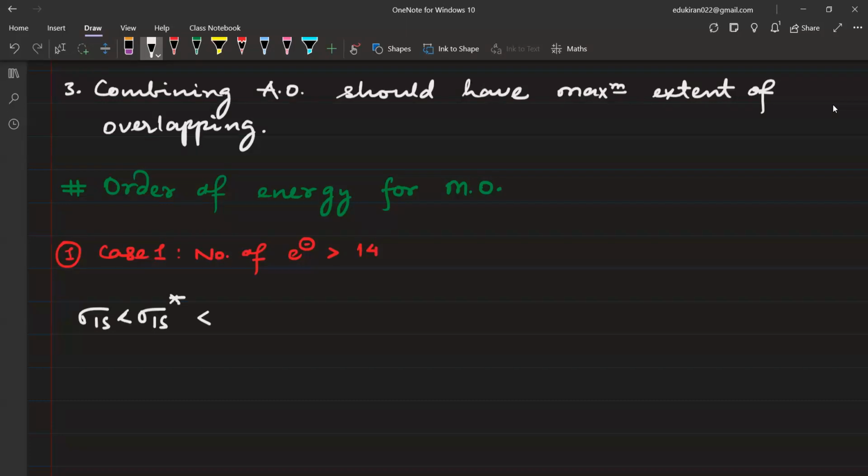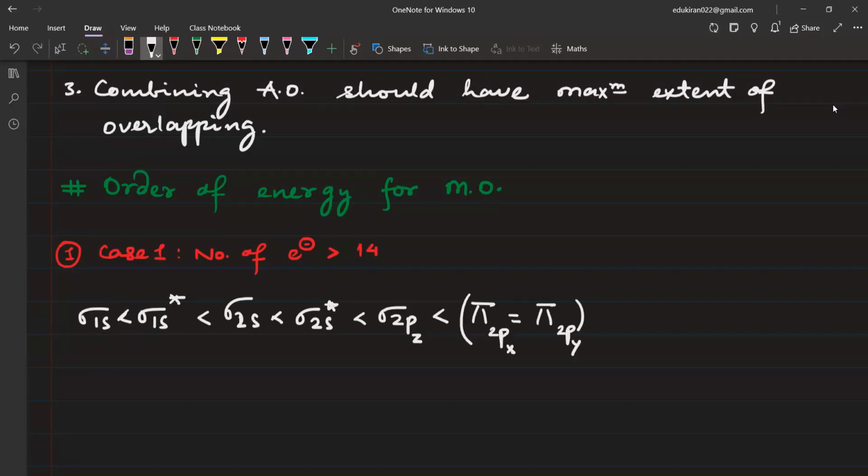After that, we have 2s. So 2s will mix and form sigma 2s and then sigma star 2s. After 2s, we have 2p. Now in 2p, we have three orbitals. First we will mix sigma 2pz. Why are we mixing 2pz? Because z is the internuclear axis. When the 2pz orbitals combine, they form a sigma bond. A sigma bond is more stable and stronger, which is why it has less energy. After that comes the pi bond made by 2px and 2py. So the pi bond of 2px will have equal energy to the pi bond of 2py.